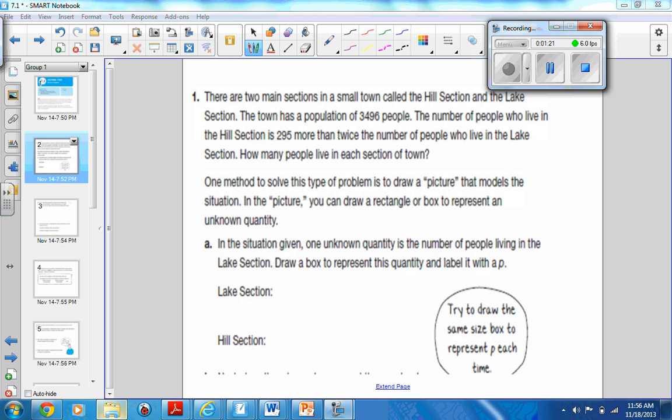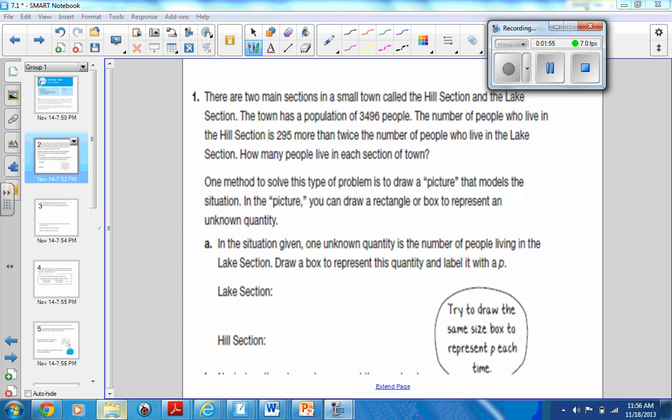On the next page, let's read together this section. We're going to learn how to use pictures to represent models for equations. Number one, there are two main sections in a small town called the hill section and the lake section. The town has a population of 3,496 people. The number of people who live in the hill section is 295 more than twice the number of people who live in the lake section. How many people live in each town?